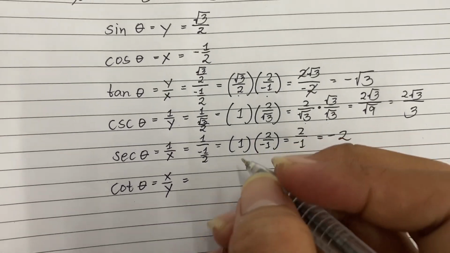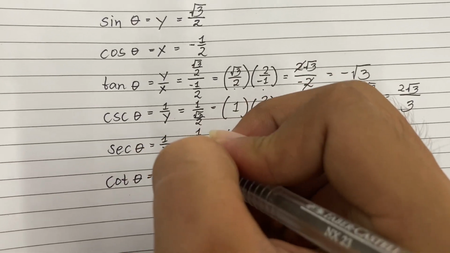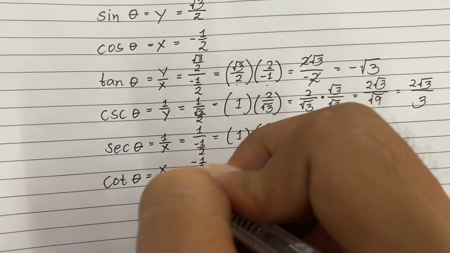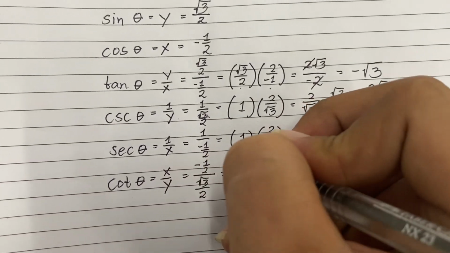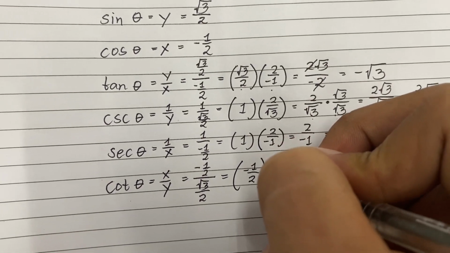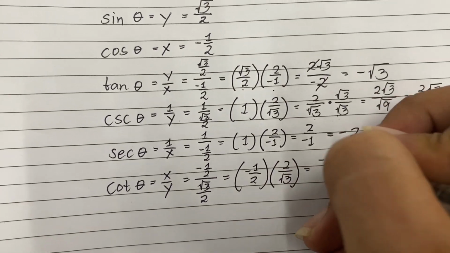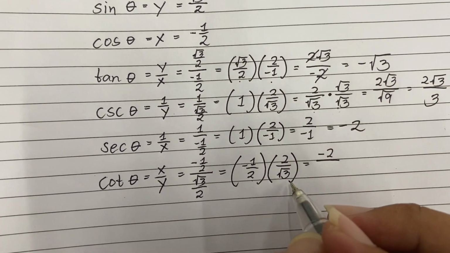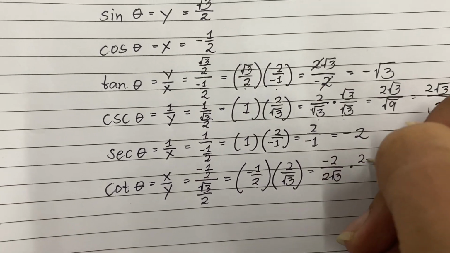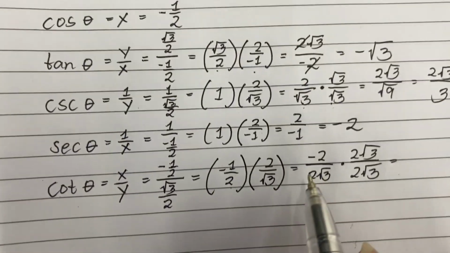Now for the last one, we have cotangent theta, which is x over y. So that's negative 1/2 over square root of 3 over 2. The same process, write the numerator multiplied by the reciprocal of the denominator. That's it. Negative 1 times 2 is negative 2. 2 times square root of 3 is 2 square root of 3. Again, it cannot have a radical in the denominator, so rationalize the denominator. Multiply both the numerator and denominator.